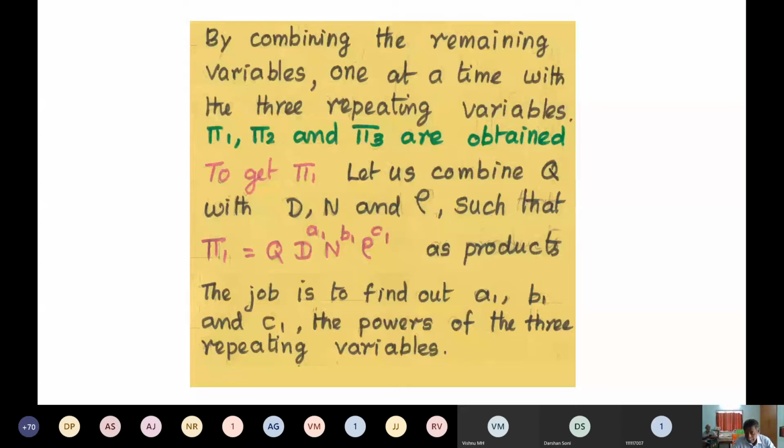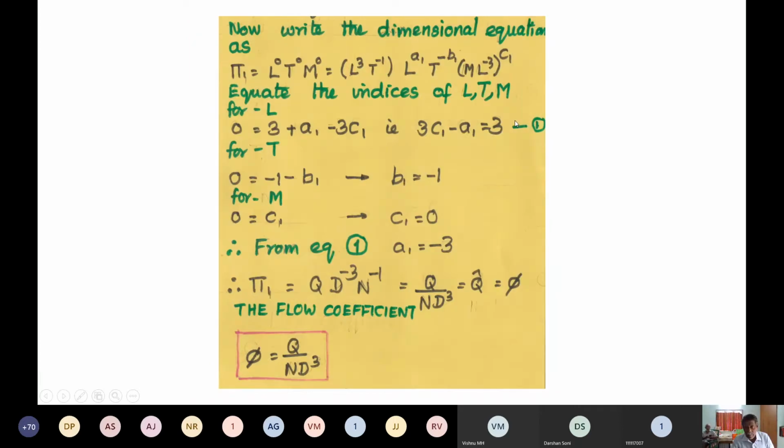Remember, we have selected pi. Pi indicates product of terms. In summation, that is what is used. So the job is to find out the indices A1, B1 and C1, the powers of the three repeating variables. So we write the dimensional equation as pi 1, which is a non-dimensional parameter. So L power 0, T power 0, M power 0, which must be equal to the first one, Q. The dimension is L cube T power minus 1.